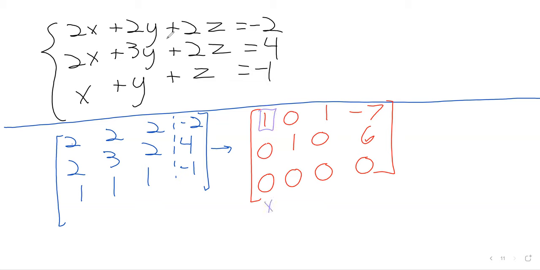x has a pivot position, so it's basic. y has a pivot position, so it's basic. z doesn't have a pivot position because it's free. It can be easy to make little mistakes here. You can look at the z and say, oh, but there's that one there too. But that one is not in a pivot position. It's not the first non-zero entry of its row. So z is free.